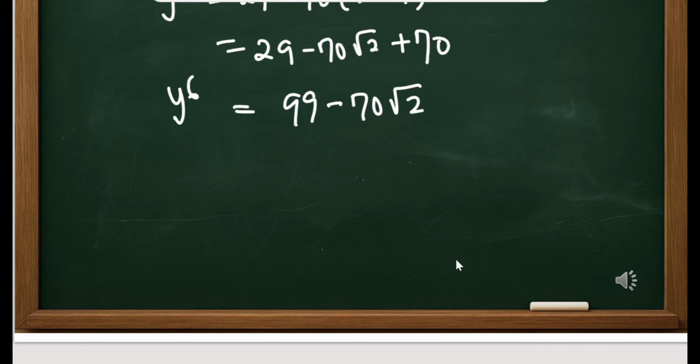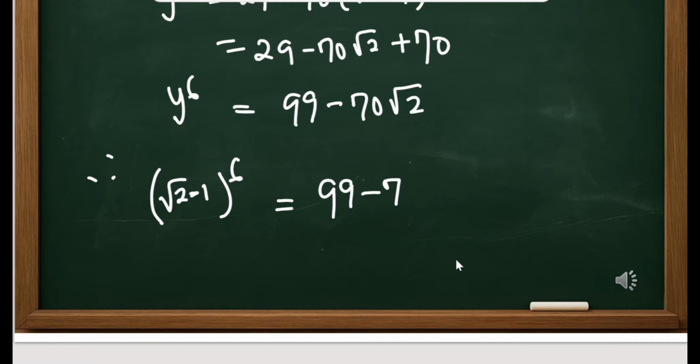So finally, the square root of 2 minus 1 to the power of 6 is going to give you 99 minus 70 root 2. So this is the simplified form for this problem.